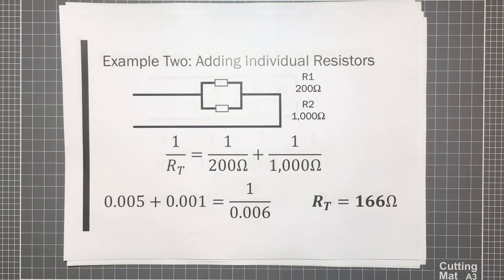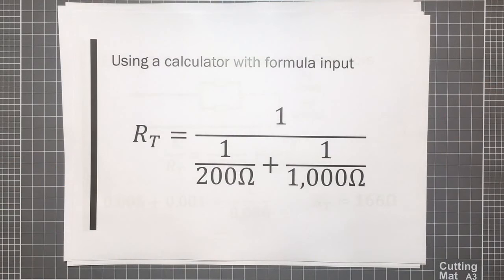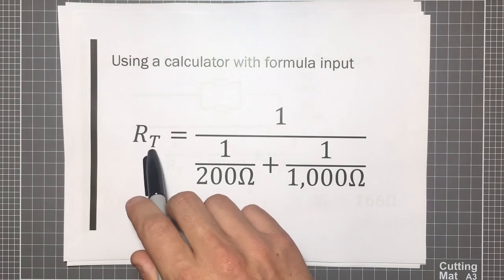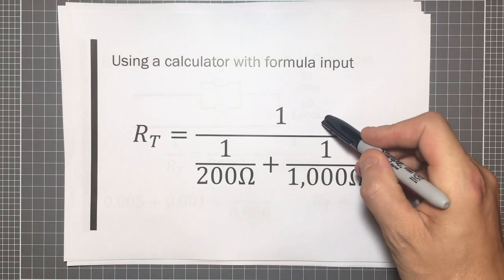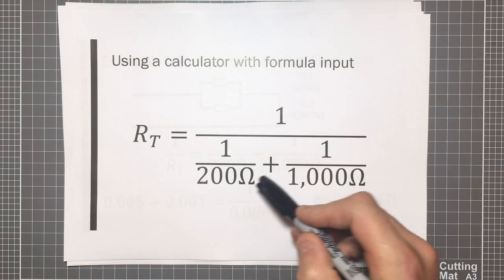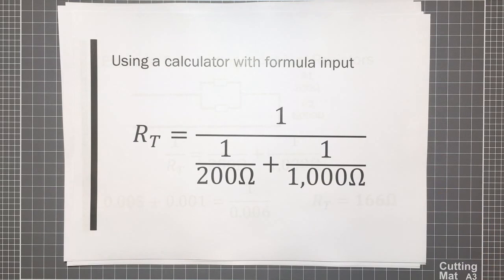Now, if you are lucky enough to have one of those calculators that'll do all this for you, this is how you'd plug that one in. So you've got resistance total is equal to 1 over 200 plus 1 over 1000. So that's for that previous formula there. But that is how you'd plug it into your calculator, push equals, and it should give you the right answer.